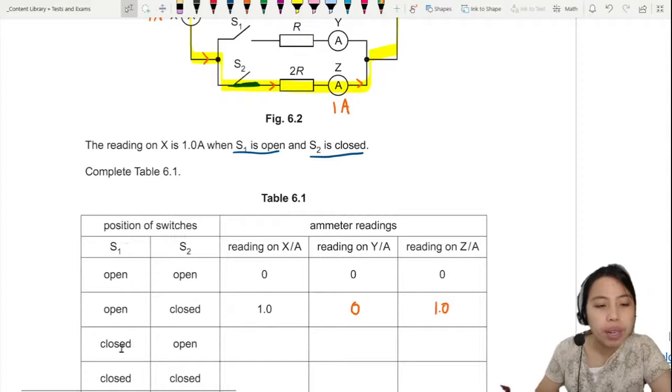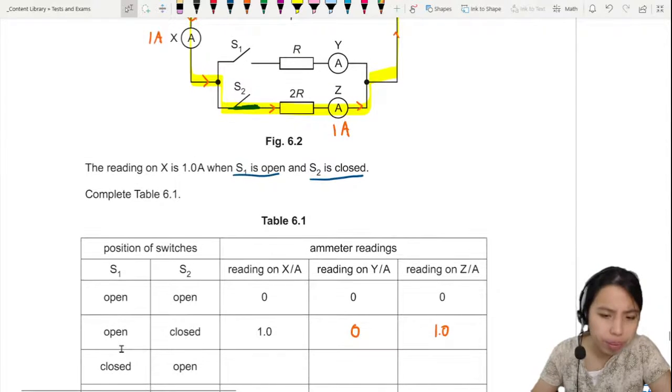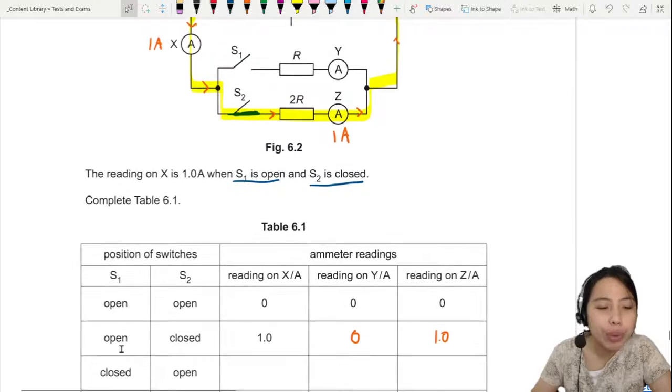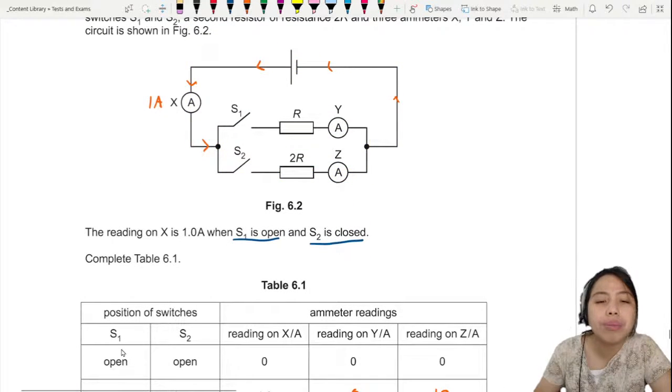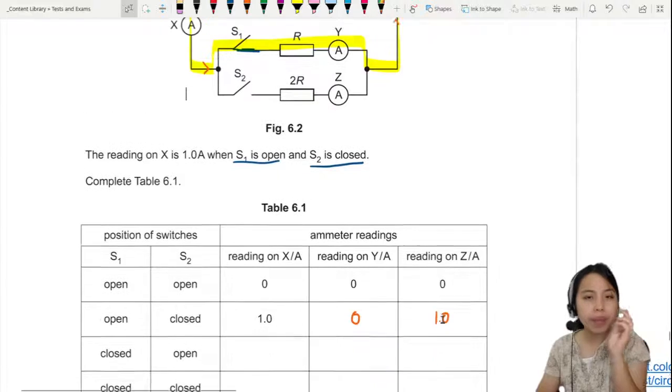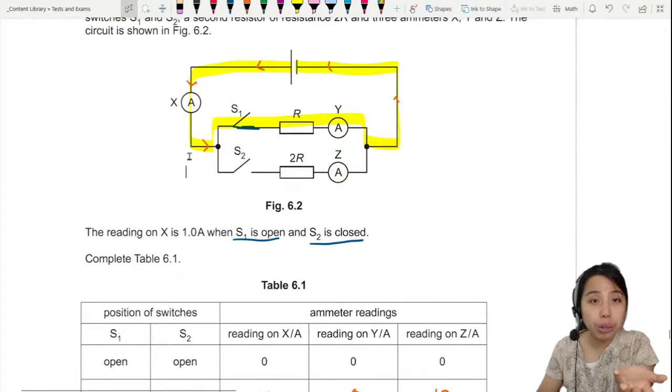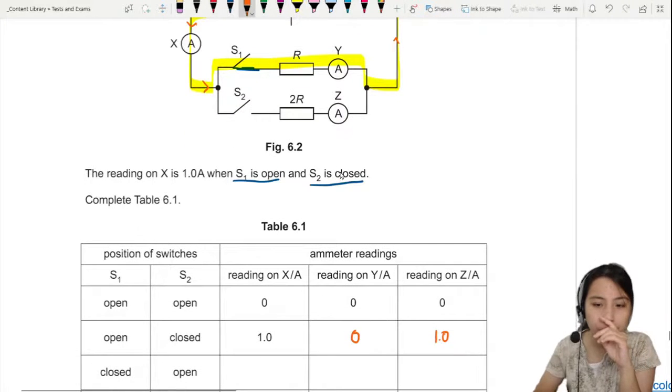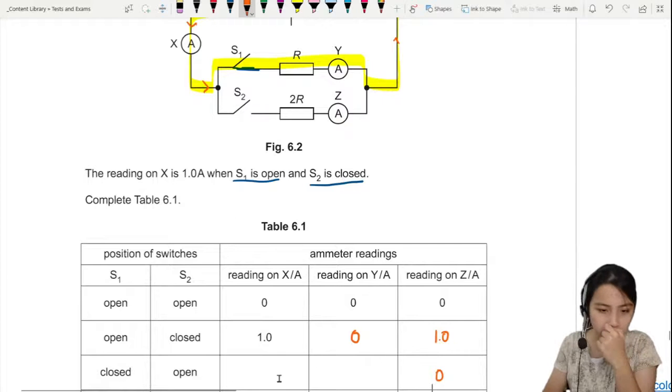Part 2. S1 is closed, S2 is open. Okay, time to change the diagram. S1 closed, S2 open. So S1 is closed means now current will flow through S1 and then go back. Did they give us any... oh, it's all blank. Okay. The one I definitely know is there's no current going through the Z ammeter now. So Z is going to be 0. So I'm going to put that because I'm very sure of that. 0. But what about these two though? X and Y. Is it also 1?